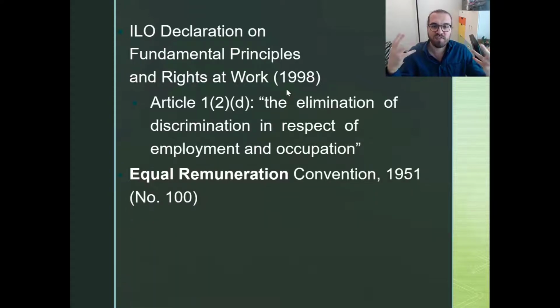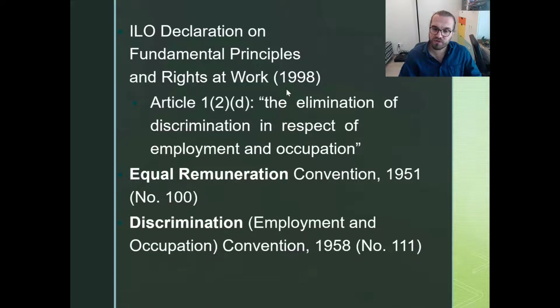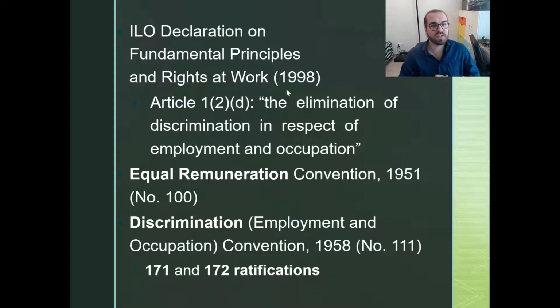So it's one of the fundamental principles of the ILO and includes, for this reason, two conventions as fundamental. One is the Equal Remuneration Convention, Convention number 100, and the other is the Discrimination in Employment and Occupation Convention number 111. Both of these conventions, also because they are fundamental conventions of the ILO, have an incredibly high number of ratifications all across the world.